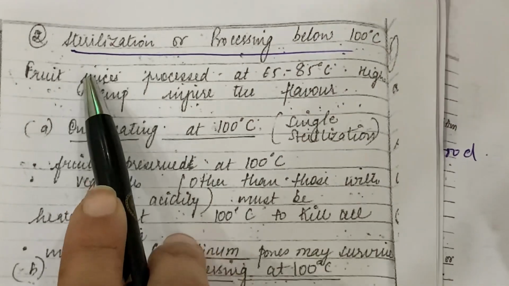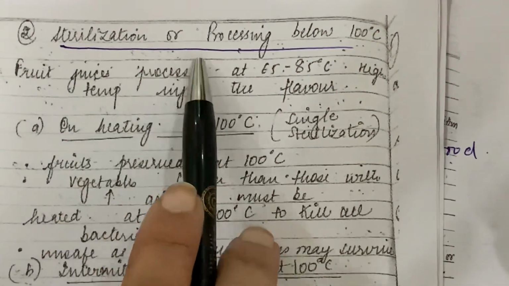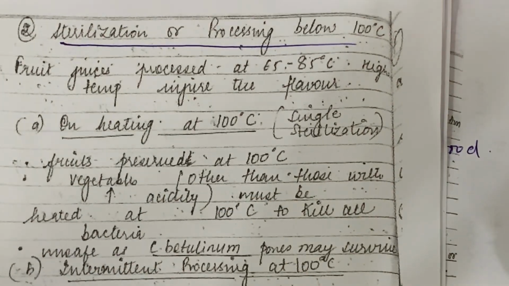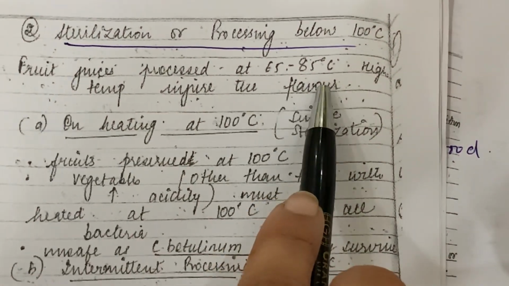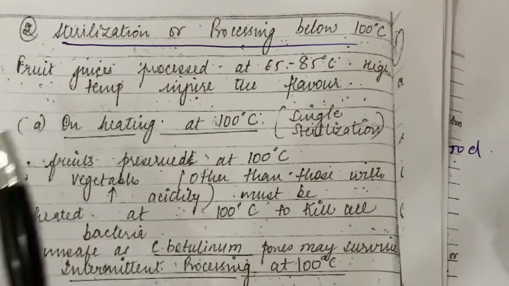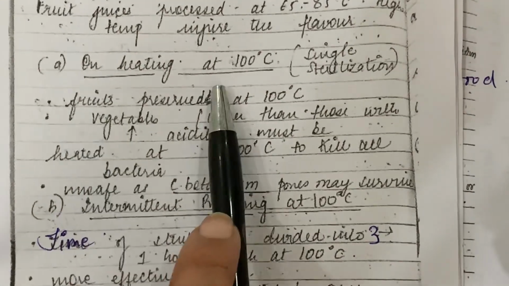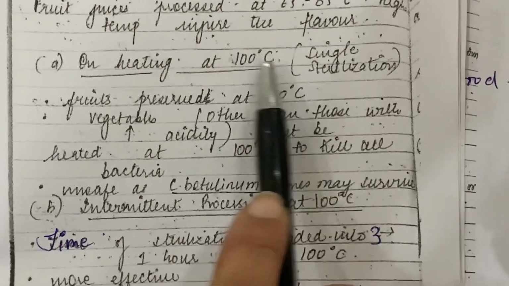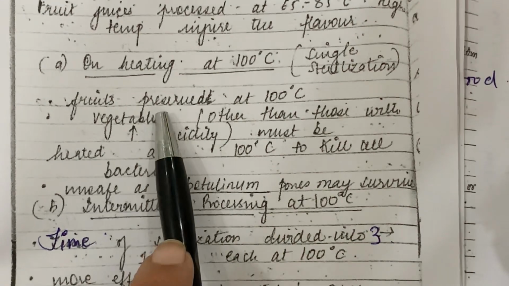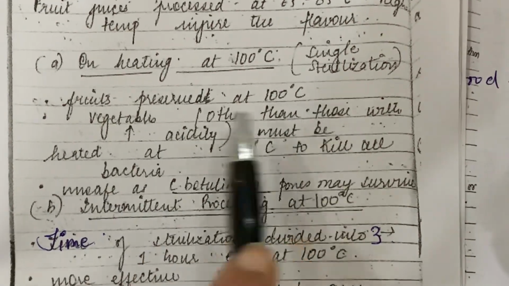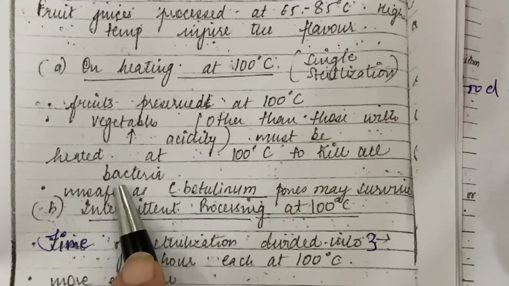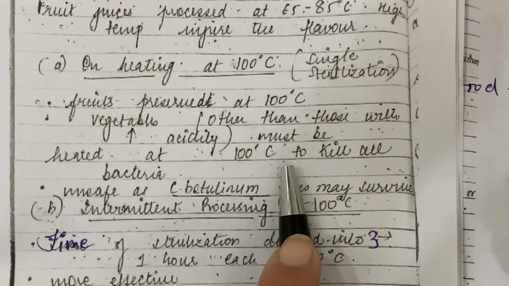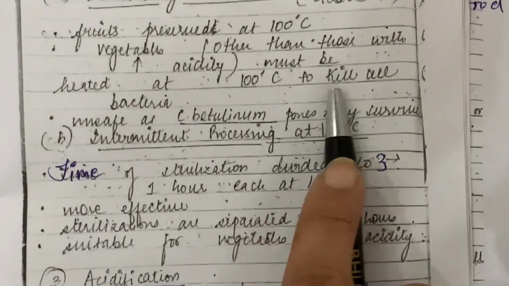The second type of permanent method is sterilization or processing below 100 degrees Celsius. Like the fruit juices are processed at 65 to 85 degrees Celsius, high temperature on heating at 100 degrees Celsius. The fruits are preserved at 100 degrees Celsius. Vegetables other than those with increasing acidity must be heated at 100 degrees Celsius to kill the microorganisms or bacteria.